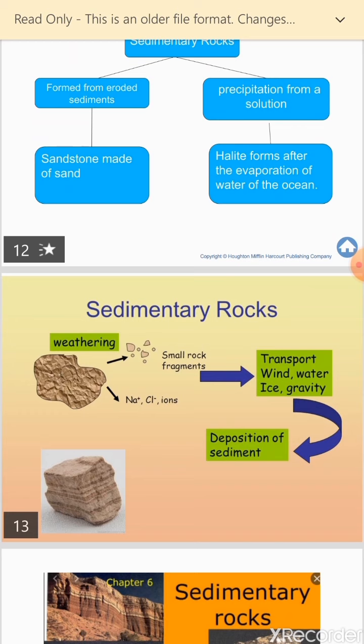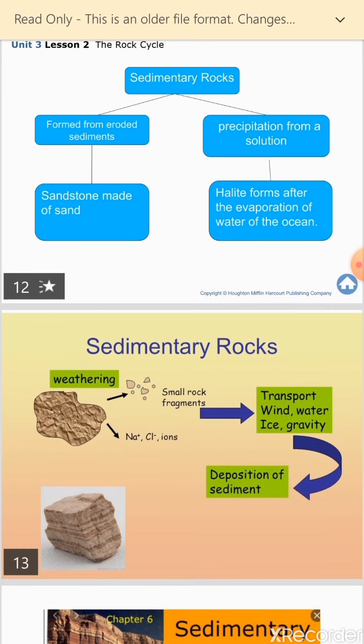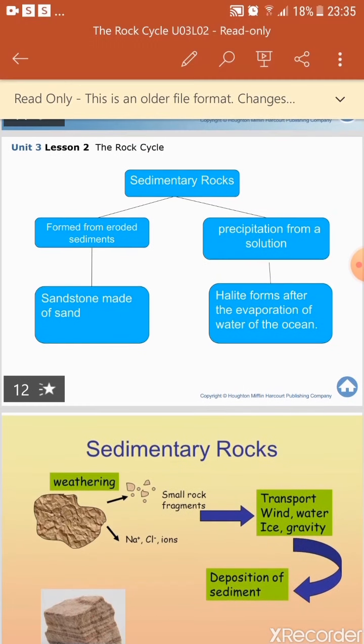Okay, here as you see the small rock fragments, it means the sediments, they will be transported by wind, water, ice, or gravity, the factors that help in the erosion. Then they will be deposited. Finally, they will be formed as a sedimentary rock, or by the precipitation from a solution.